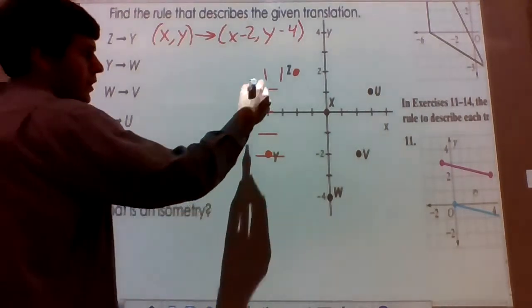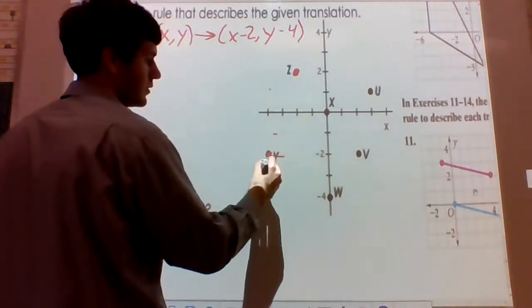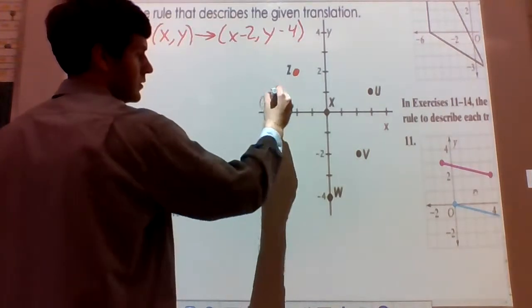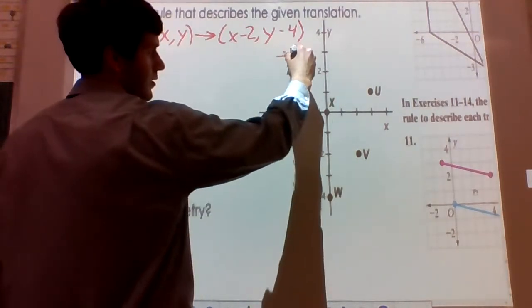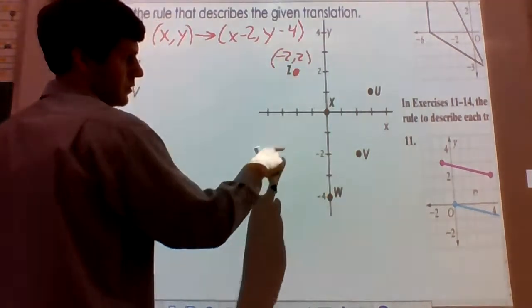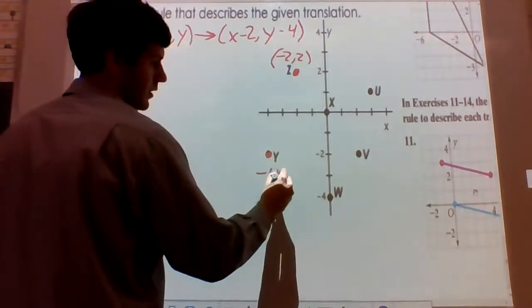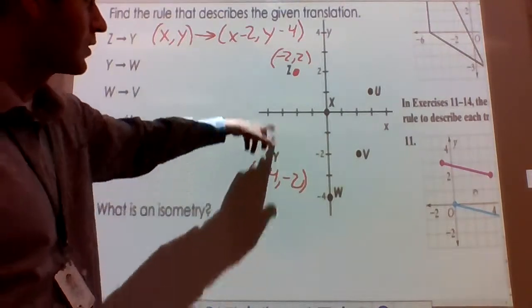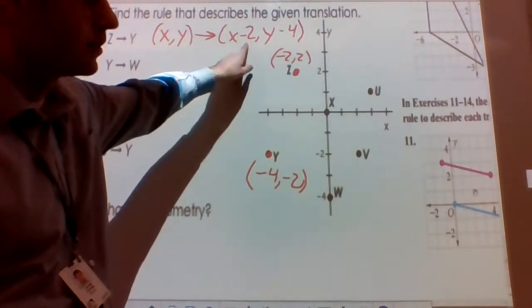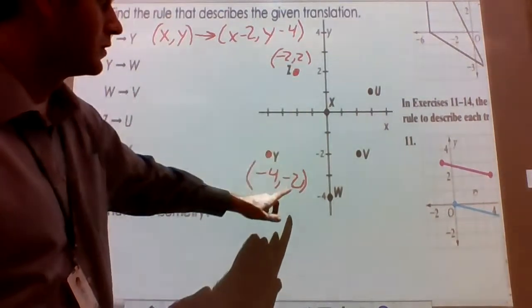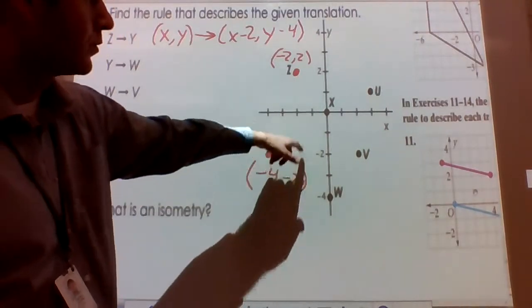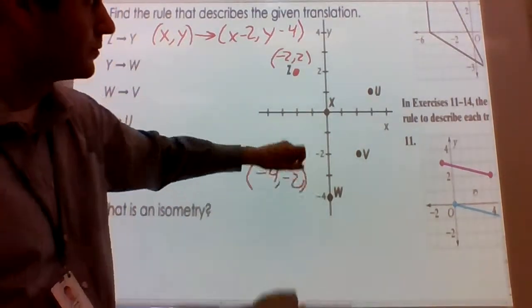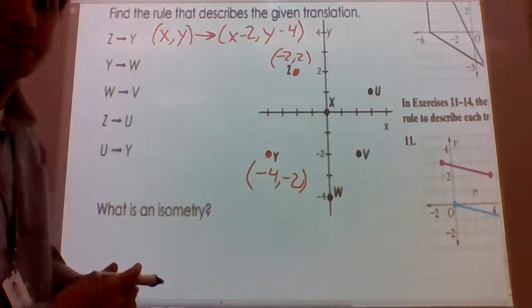If we want to write the points in, maybe that might be clearer. This is negative 2, 2. And this one is negative 4, negative 2. So to get from negative 2 to negative 4, we have to go negative 2. To get from 2 down to negative 2, we need to go down 4. So we have negative 4.